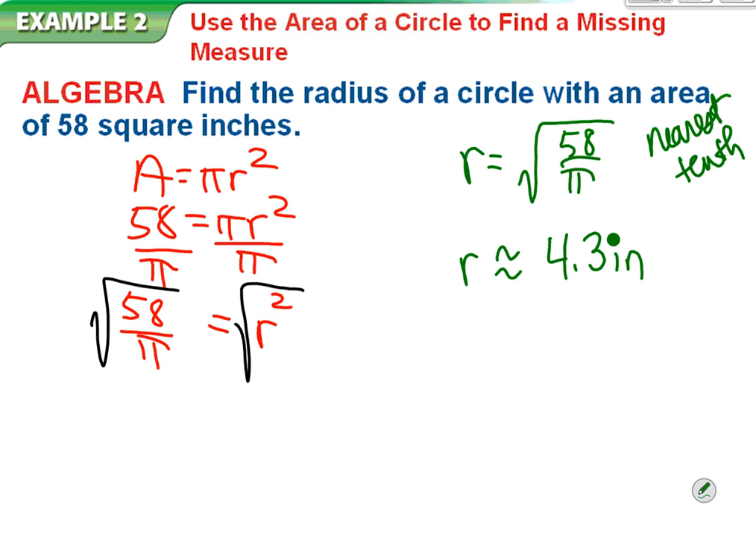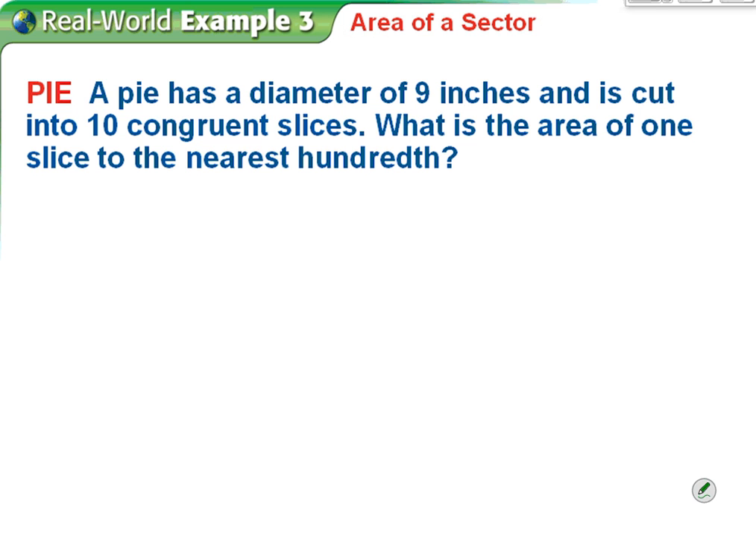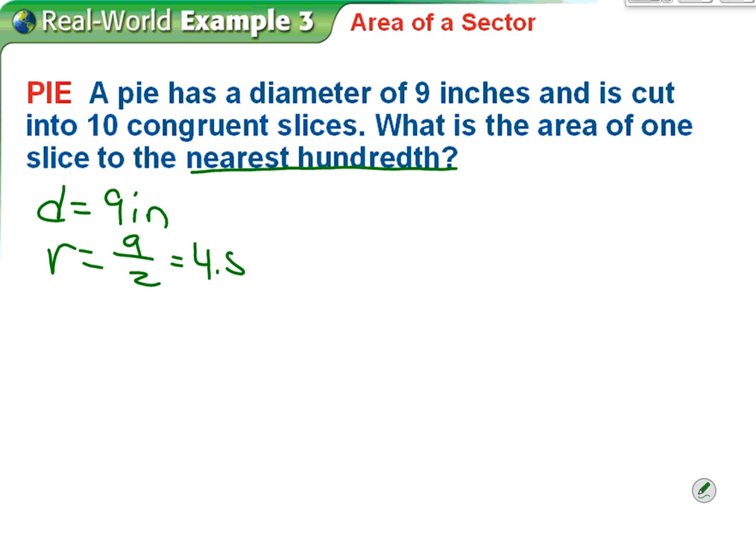The next one is a sector problem. A pie has a diameter of 9 inches and is cut into 10 congruent slices. What is the area of one slice to the nearest hundredth? I will underline to the nearest hundredth just to remind us. The diameter is 9 inches, so I will write diameter is 9 inches, but then right under that I'm going to write radius is 9 divided by 2, or 4.5 inches. Just a little reminder to make sure that I have that.